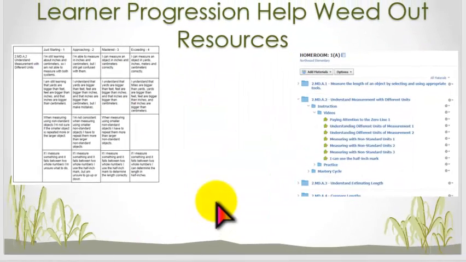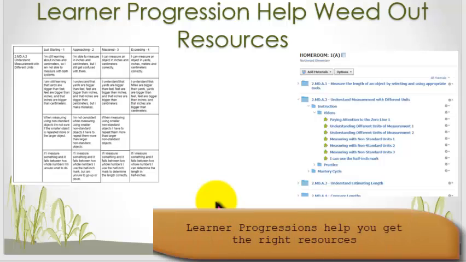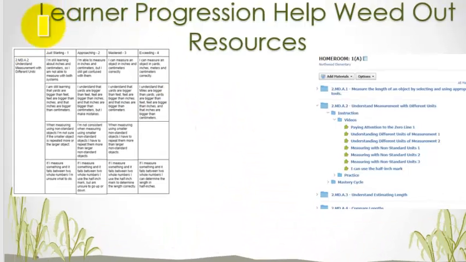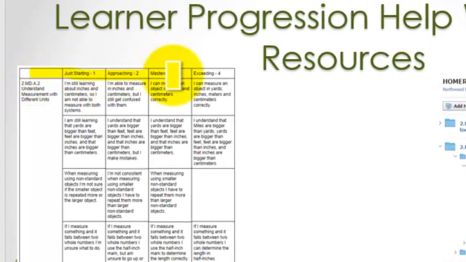Learning progressions help weed out resources. One of the most vital things about a learner progression is the fact that these guys right here help you evaluate your resources, which is so extremely important.